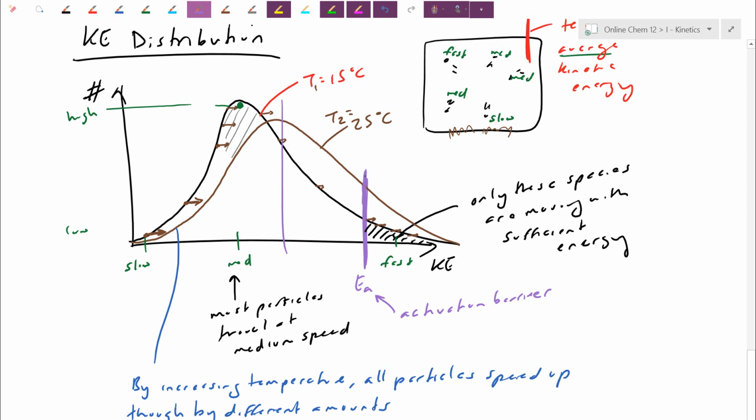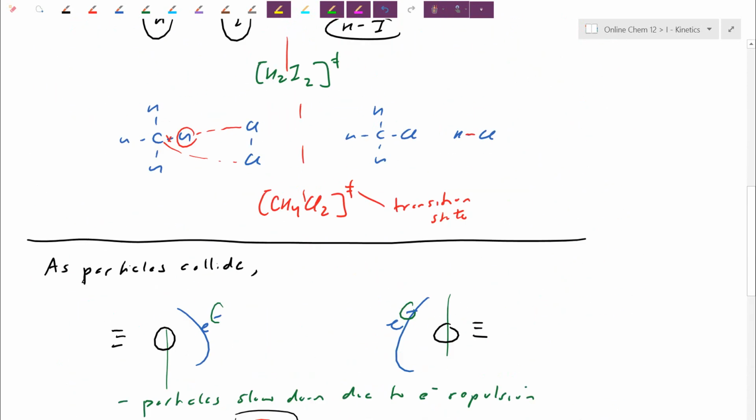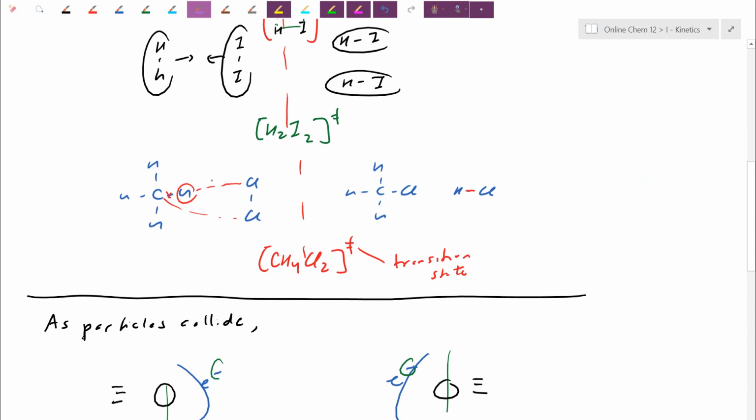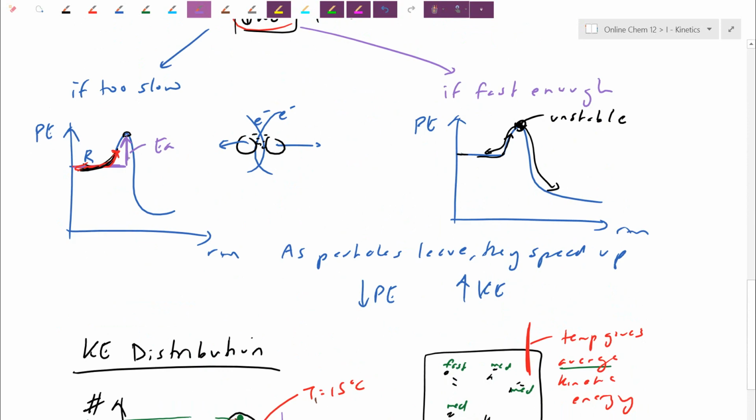My energy barrier doesn't change though. That's the one temptation for people. Oh, when I heat things up, it gets faster. Oh, activation energy gets lower. No, the activation barrier has to do with what bonds I'm trying to break, what bonds I'm trying to form. I don't care what temperature you try to do that. The activation barrier actually doesn't change.